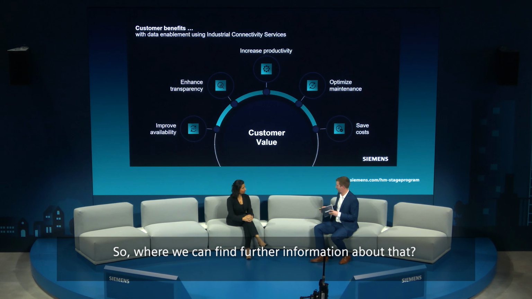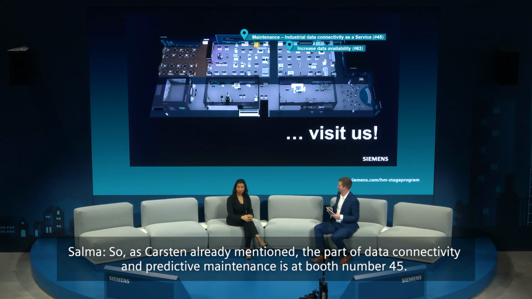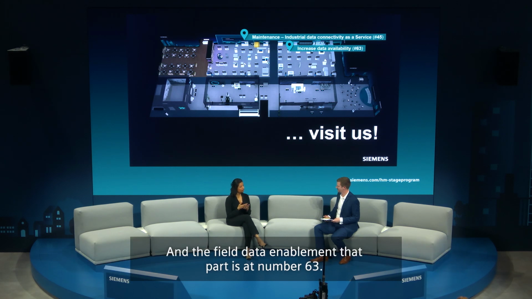So where can we find further information about that? So as Karsten already mentioned, the part of data connectivity and predictive maintenance is at booth number 45. And the field data enablement part is at number 63.